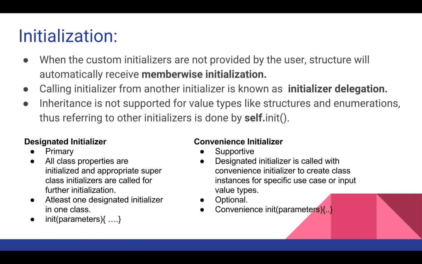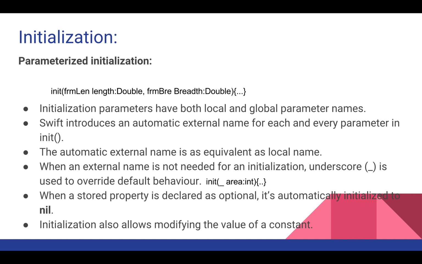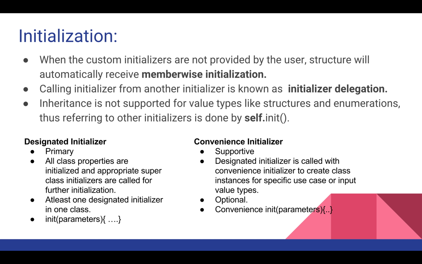When the stored property is declared as optional, it automatically initializes the value to be nil during initialization itself. Initialization also allows the user to modify the value of a constant property. Swift provides a default initializer for any structure or class that provides default values for all of its properties. So when a class does not provide any initializer itself, Swift provides a default initializer. Structure types automatically receive a member-wise initializer if they do not define any of their own custom initializers.